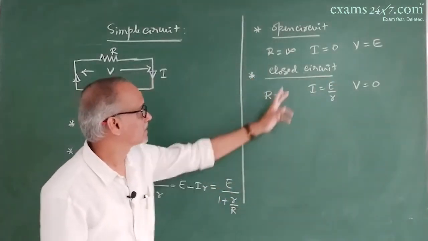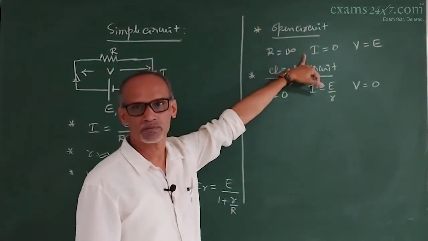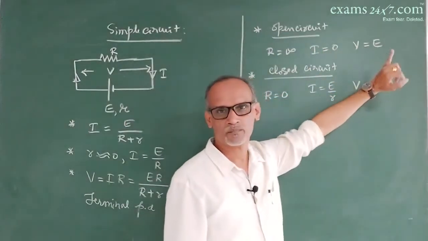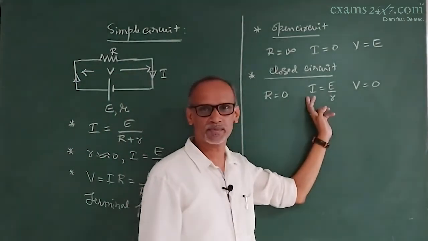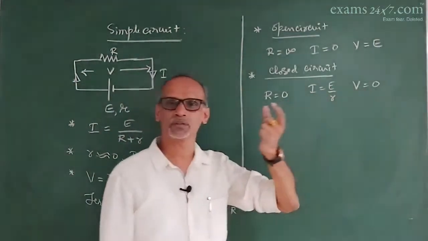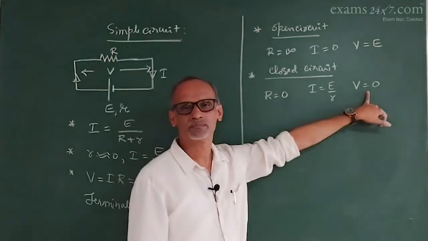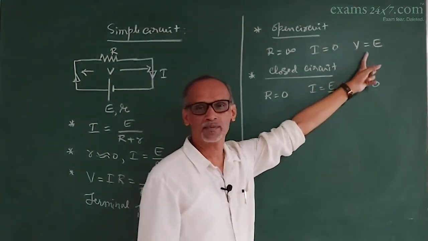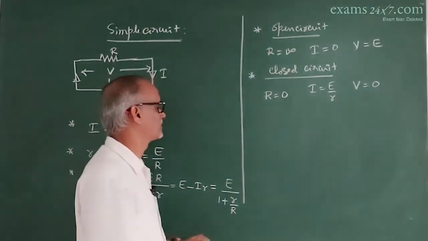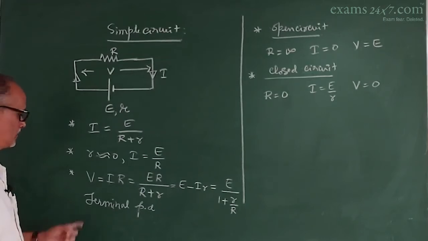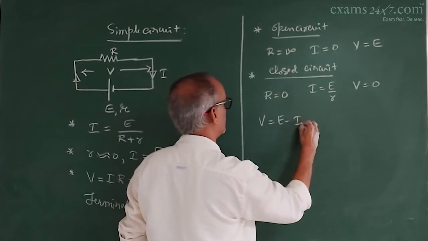So what we get to notice here out of these two cases is that in an open circuit, current is 0, but the voltage is maximum. And in a closed circuit, the current is maximum, whereas the voltage across that device or the voltage across that resistor becomes 0. 0 current, maximum potential difference, and maximum current, 0 potential difference. For this equation, V is equal to E minus Ir.